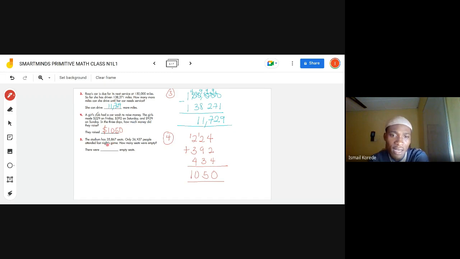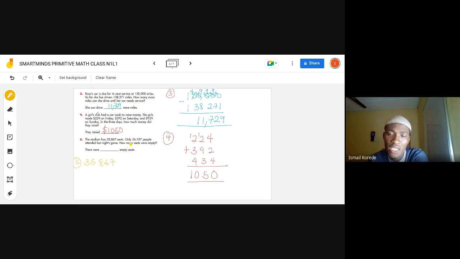Okay, to the next example, example 5. The stadium has 35,867 seats. Only 26,437 people attended last night. How many seats were empty? So the stadium has 35,867 seats. So only 26,437 people attended. That means that 26,437 seats were occupied. So how many seats were empty?